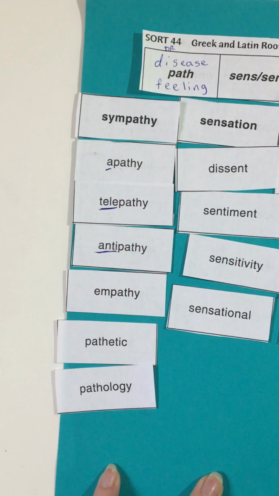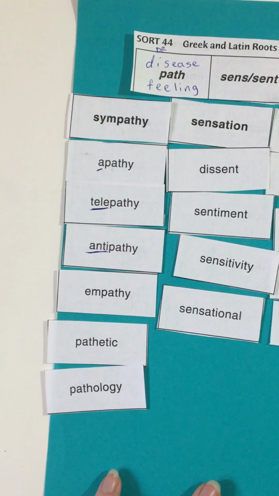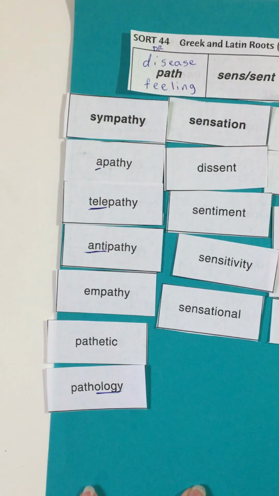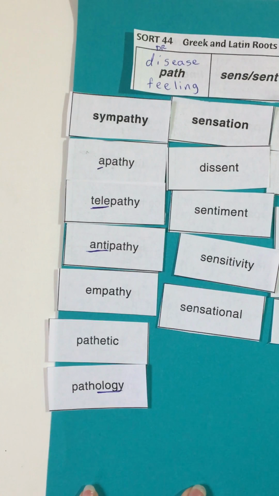Pathetic means that you are arousing pity. It kind of makes you feel sorry for them. And pathology, the ology part means to study, so this means the study of disease.